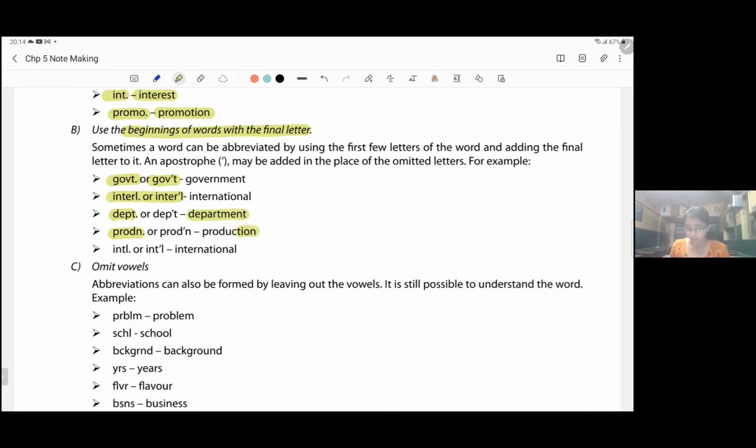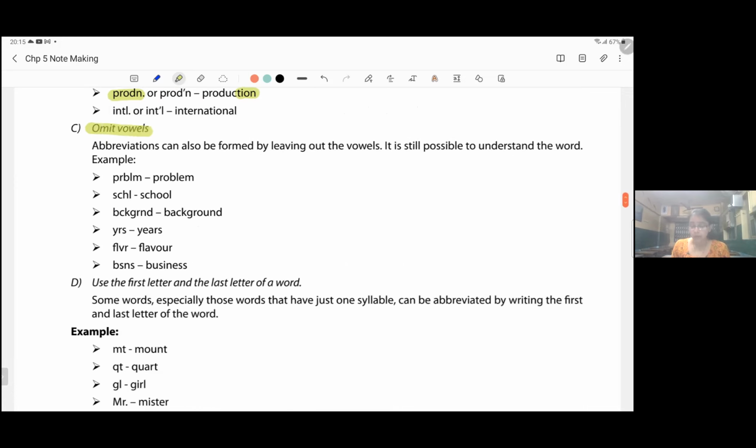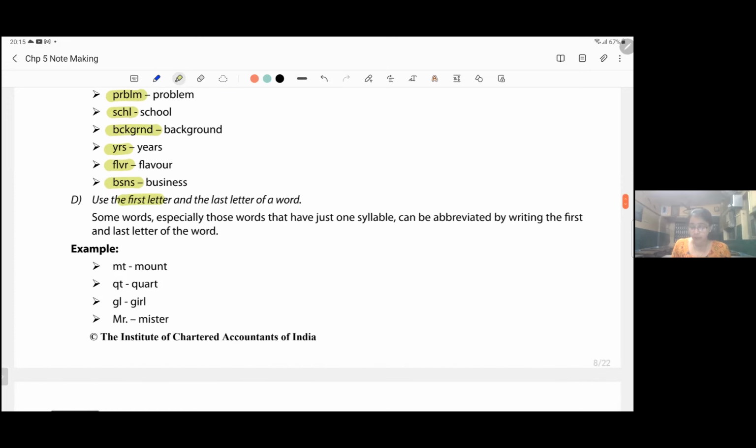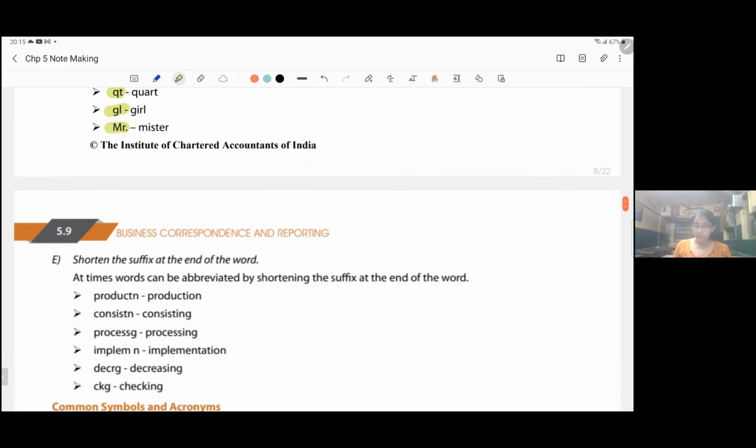See this, PRODN is only used. You can say you all are not using gerunds at the end, right? These are the words, abbreviations that omit vowels, that is problem, school, background, years, flavors, business, right? Use the first letter and the last letter of the word. MT means mount, QT means quad, GL means girl, MR means Mr. Right?